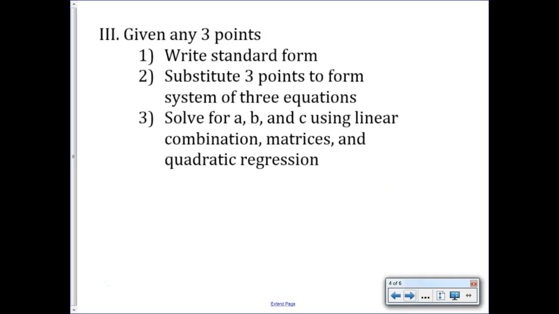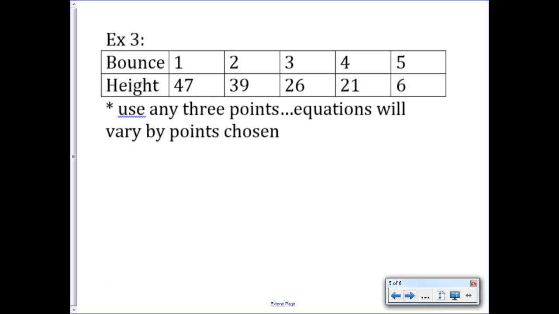Okay, a couple different ways. If you're given any 3 points, we're going to use standard form here. It says substitute the 3 points to form a system of 3 equations. Solve for a, b, and c using linear combination, matrices, or quadratic regression. So the first way we're going to look at is by using matrices. We choose any 3 points, and then we're going to plug into y equals ax squared plus bx plus c. This time we don't know what a, b, or c is, but each of these will be x and y. You can choose any points.